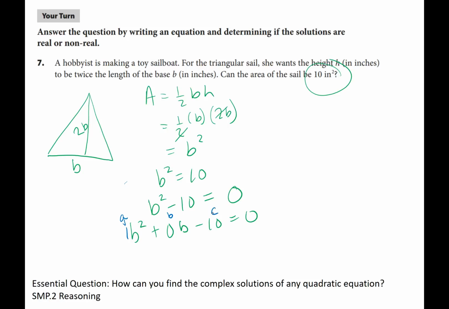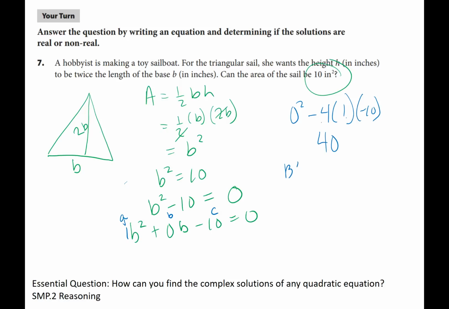So if I'm going to do the value of my discriminant, I do 0 squared minus 4 times A, which is 1, times C, which is -10. The 0 goes away. -4 times 1 is -4, times -10 is 40. So because it's positive, it has two real solutions.